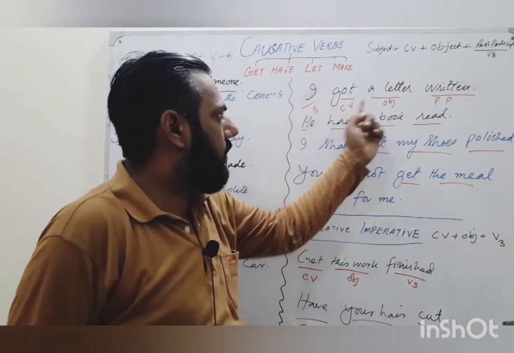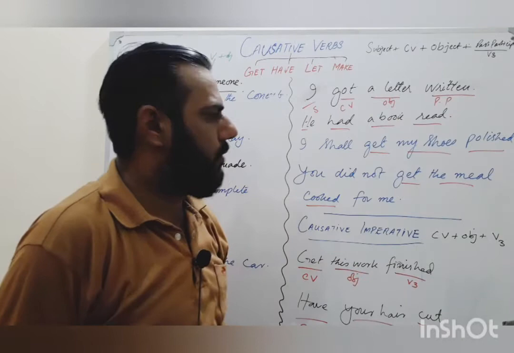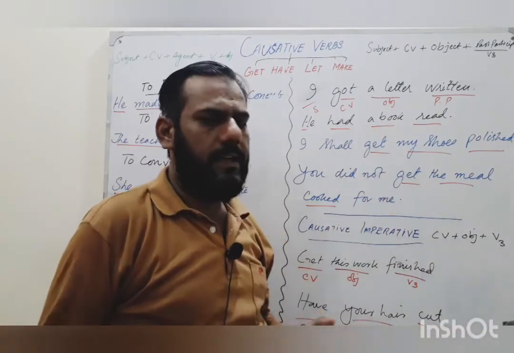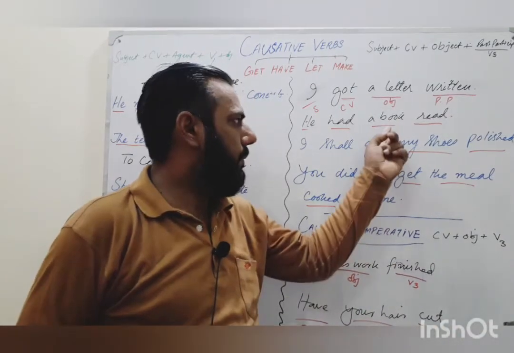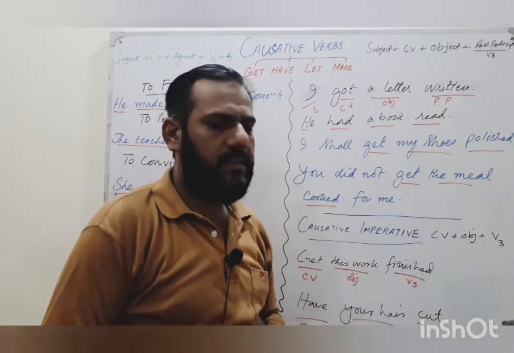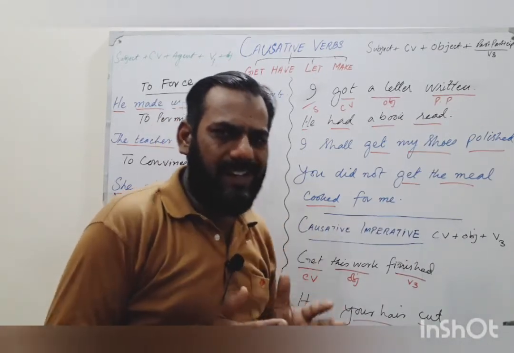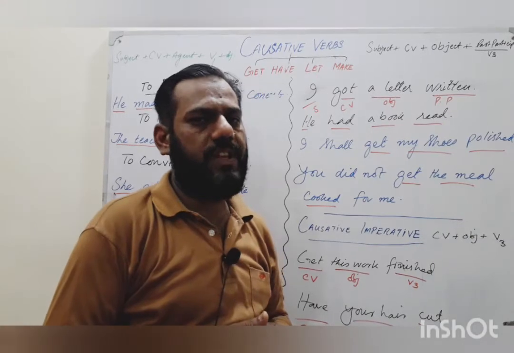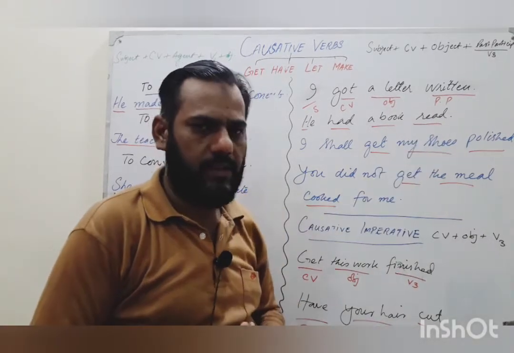the verb. I got a letter written. Second, he had a book read. Had is the second form, okay, and book is an object, and read, read. The spelling is the same, but the pronunciation can change. So read has been used as a third form here.